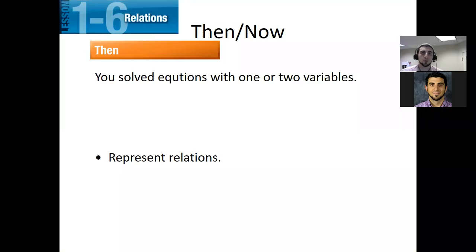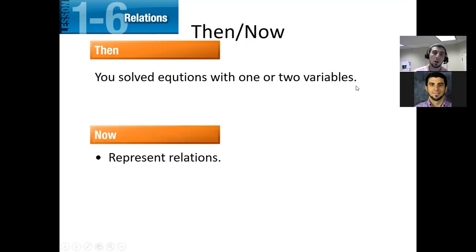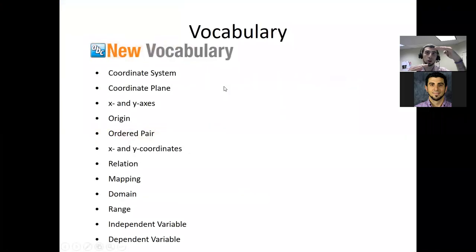All right, guys, we're back with section 6 of chapter 1, which deals with something called relations. Previously, we solved equations with one or two variables, and now we're going to talk about how to represent relations and interpret graphs of relations. We have a bit of vocabulary here, but most of it you should probably be familiar with. We're just going to review and refresh it for now.